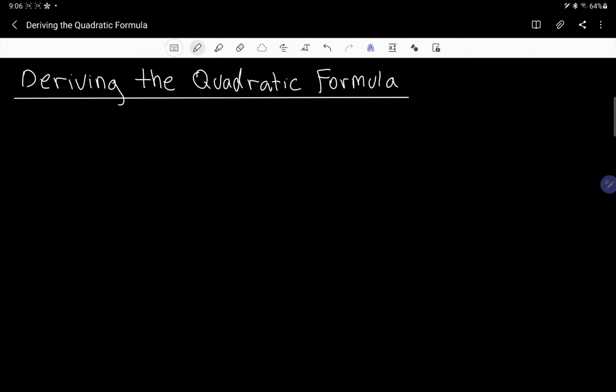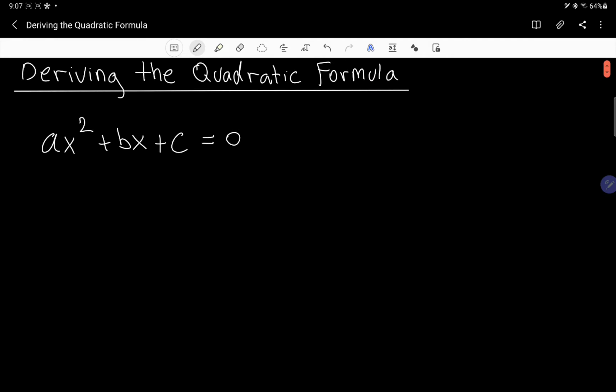In this video, I'm going to derive the quadratic formula from the standard form of a quadratic equation. So the standard form for a quadratic equation is in the form ax squared plus bx plus c is equal to 0.